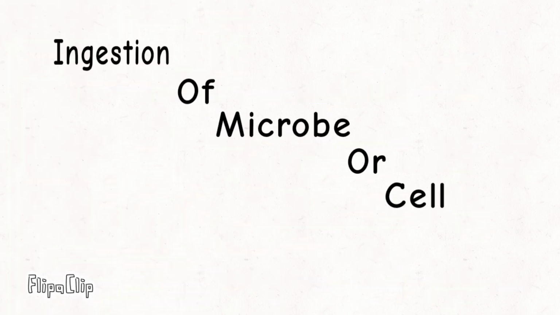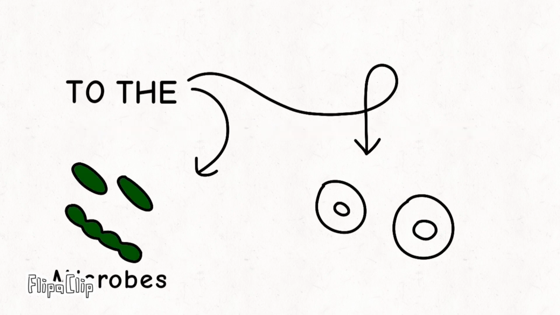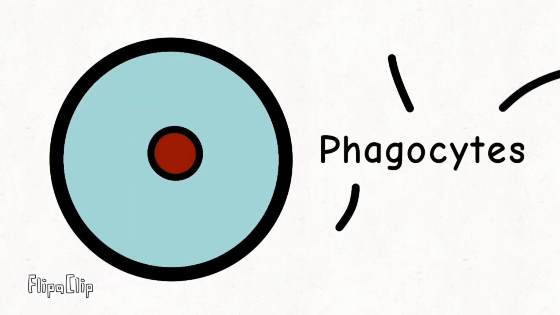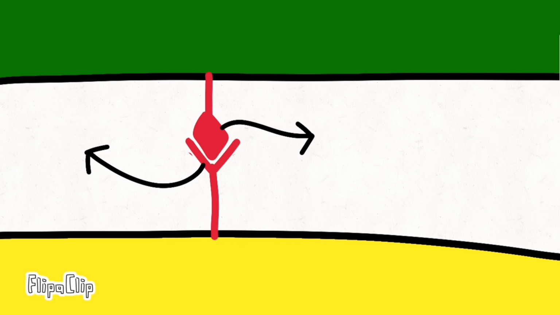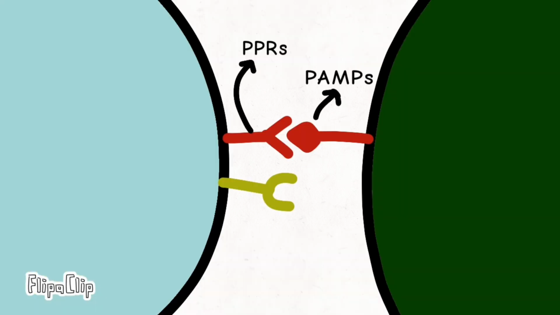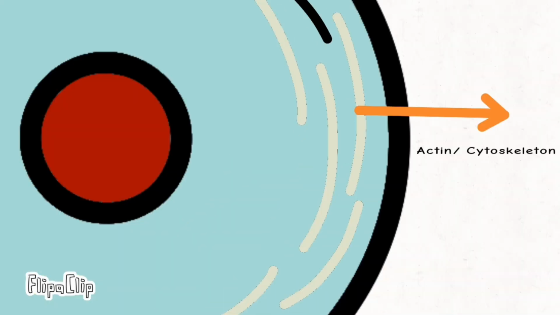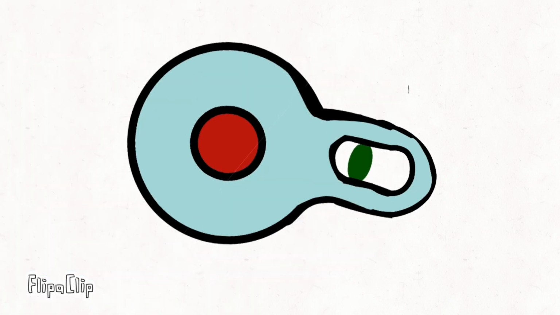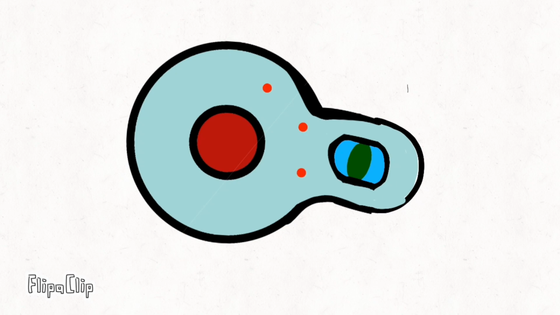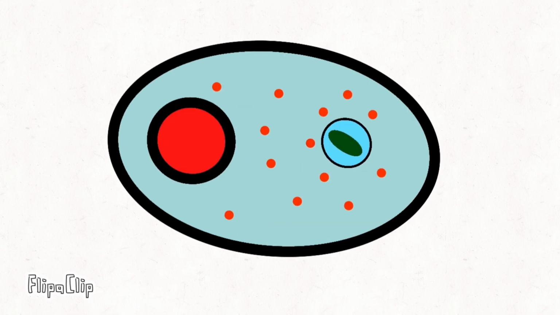Next part is ingestion of the microbe or cell by the phagocyte. Once the phagocyte detects the signal, polymerization and depolymerization of actin filaments occur and pseudopods extend out, where the cell membrane extends around the target, enveloping and pinching off to form a discrete phagosome to engulf microbes and place them in an endocytic vesicle called the phagosome.